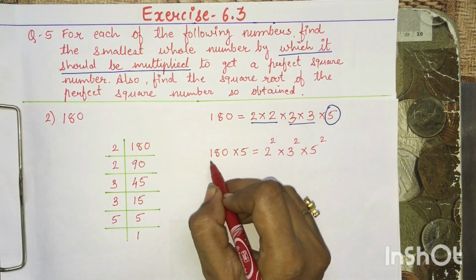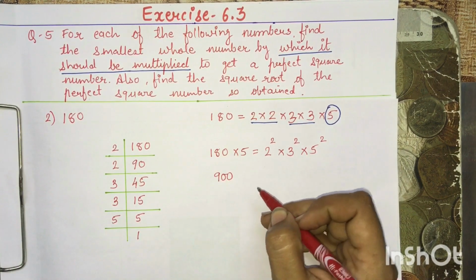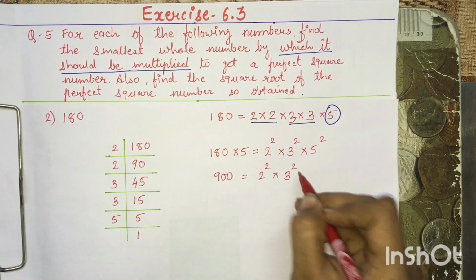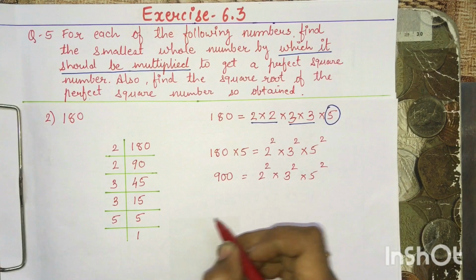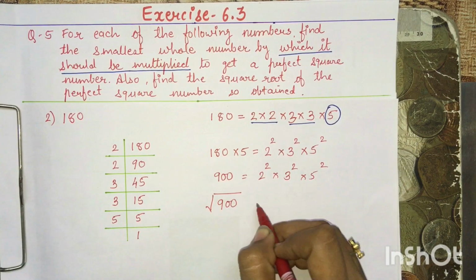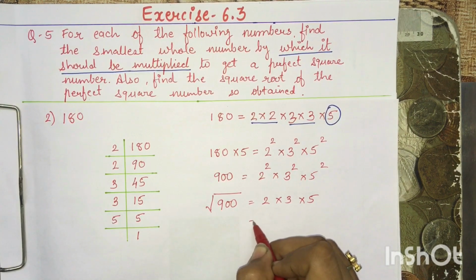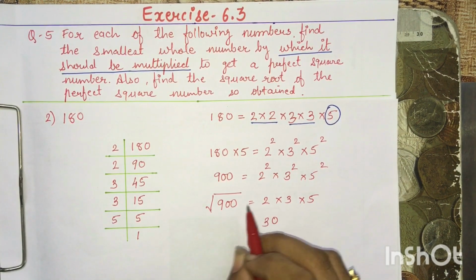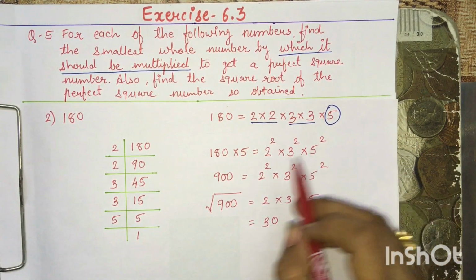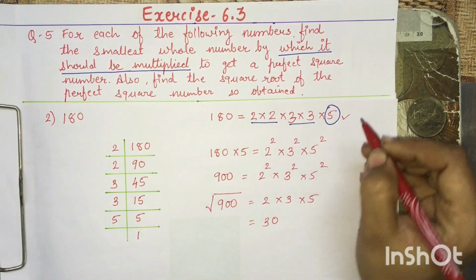So 180 into 5 is 900, that is our new number. Again I'll write it as 2 square into 3 square into 5 square. Now taking the square root of 900, it will be 2 into 3 into 5 is equal to 30. So the new number is 900 and the number by which we need to multiply 180 in order to make a perfect square is number 5.